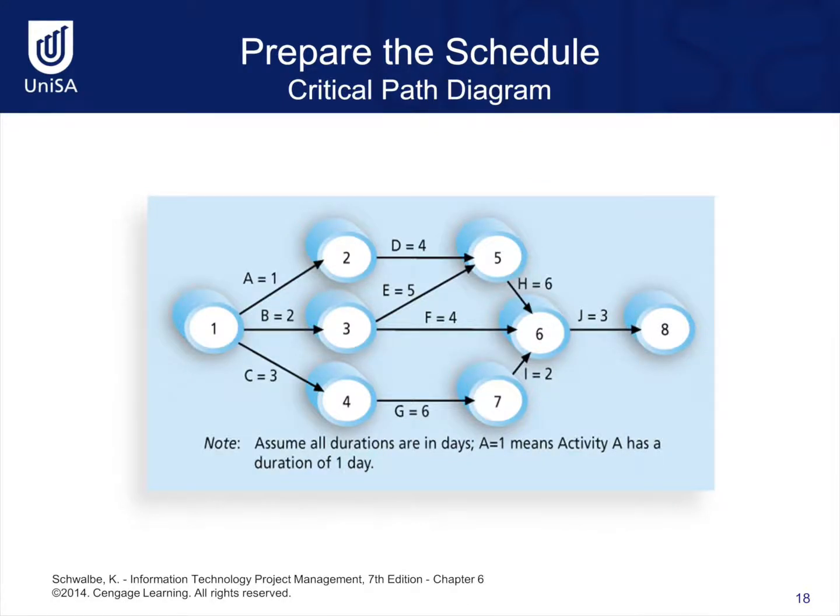Here's an example of a critical path diagram. It shows some dependencies between tasks, similar to a network diagram. A critical path diagram also shows the duration of tasks. For example, assuming all durations are in days for this scenario, A equals 1 means activity A has a duration of 1 day. This also provides sufficient information to determine how long it would take to complete a project.